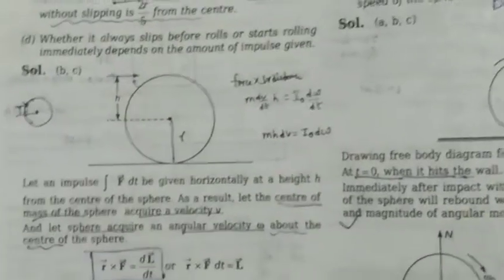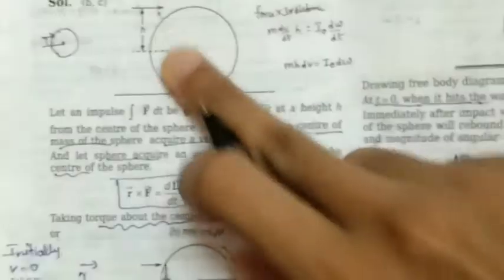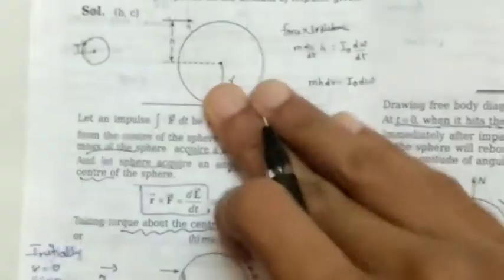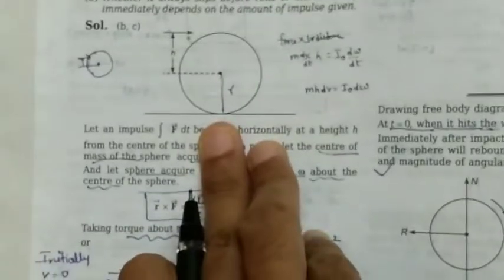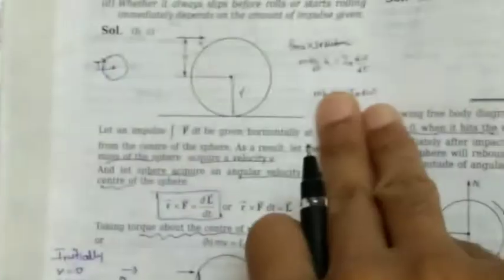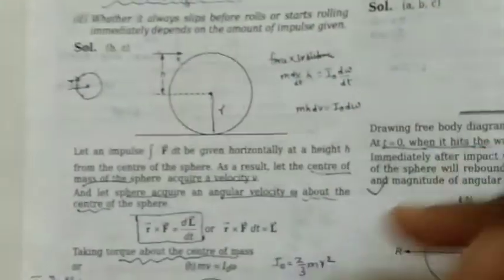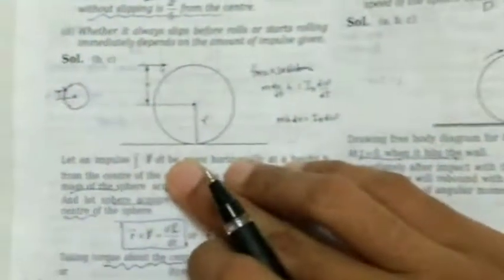If we consider a square-shaped body like a cube or cuboid, and we apply force, that is an impulse, then it would just skid, but it would not roll. That is because of the shape of that object. But here the sphere rolls because of its roundness.